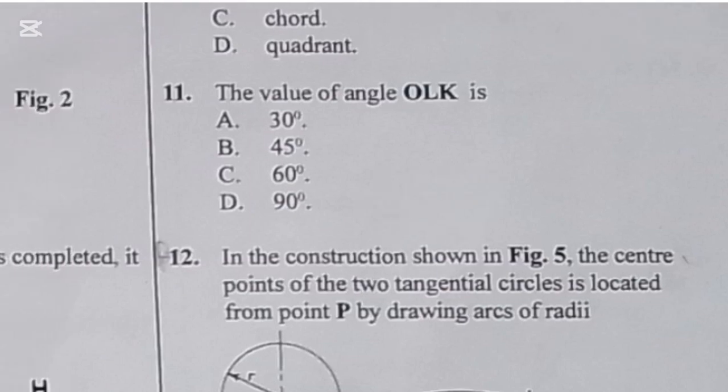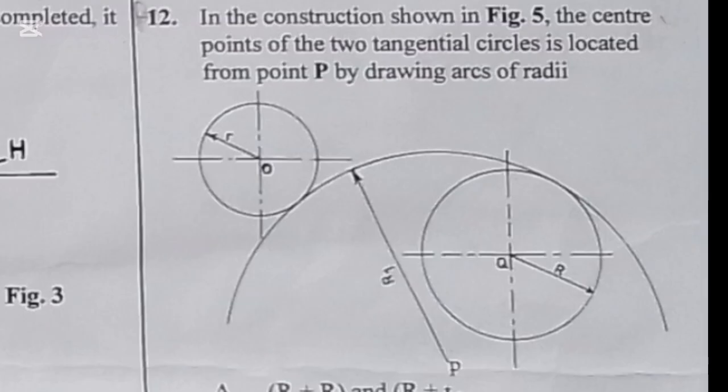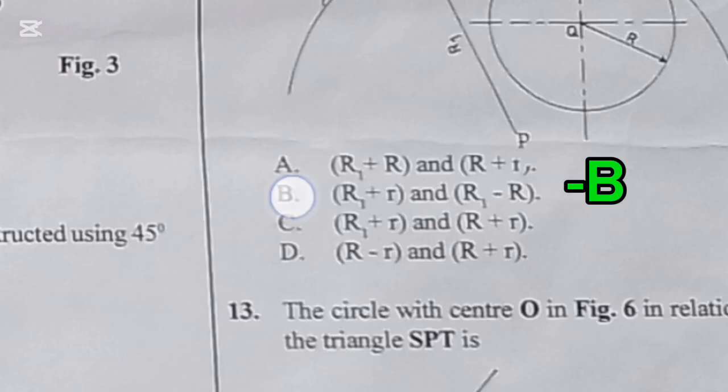Now let's look at question 12. In the construction shown in figure 5, the center point of the two tangential circles is located from point P. The center point O is located from point P by drawing arcs of radii. Okay, so the correct answer here will be B. B is the correct answer.